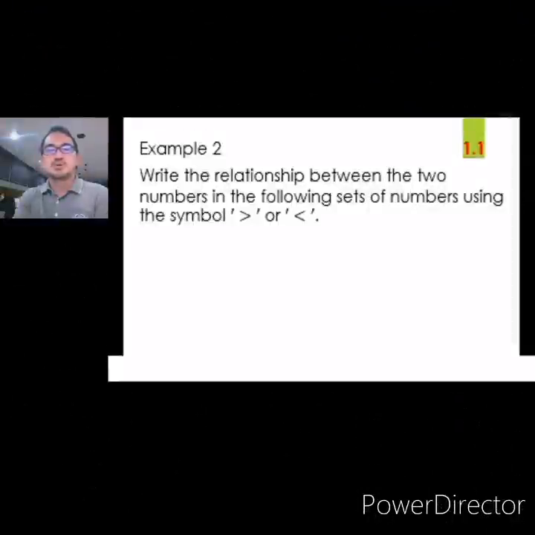Example number 2. Write the relationship between the two numbers in the following sets of numbers using the symbol greater than or less than. Your answer must be a symbol. Letter A. 3.142 and 22 over 7. Letter B. 1 and 5 over 7, and 1 and 2/3. Let's solve these two problems.